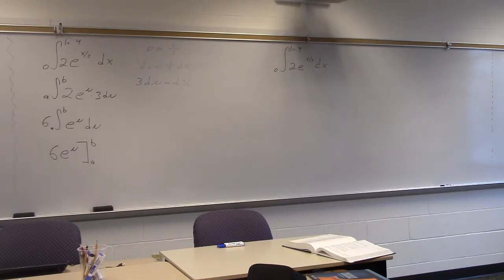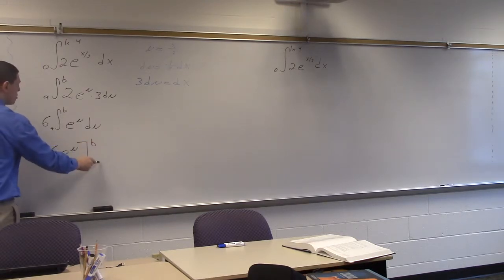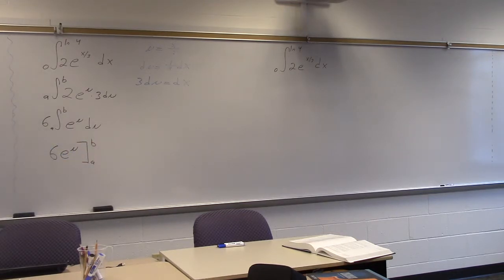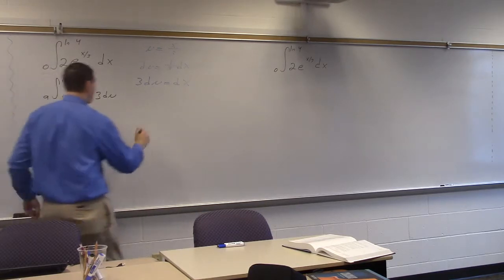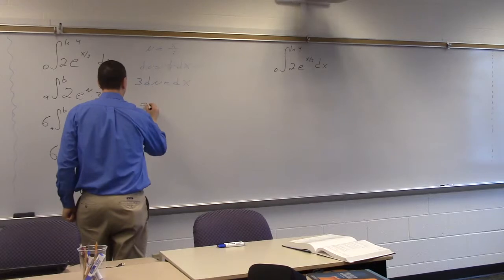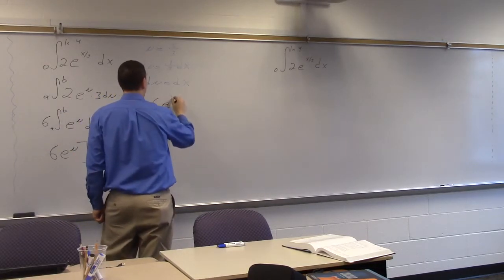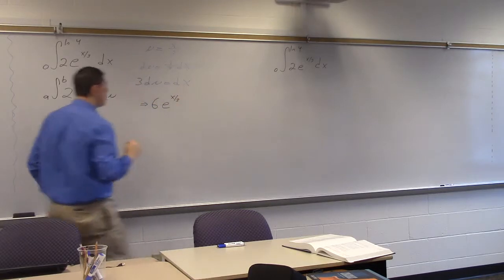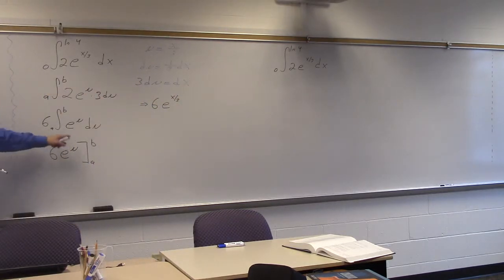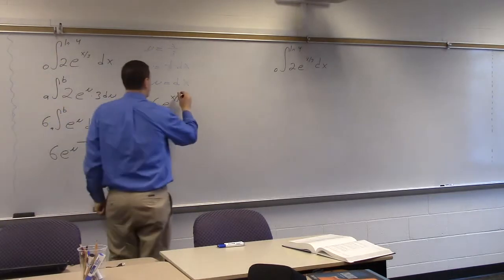Now what I'm going to do is I'm going to back substitute for u, and I'm also going to back substitute for b and a. Okay. So I'm going to say that now we're going to get 6e to the x over 3. And then instead of going from a to b, it's going to range from 0 to ln 4.